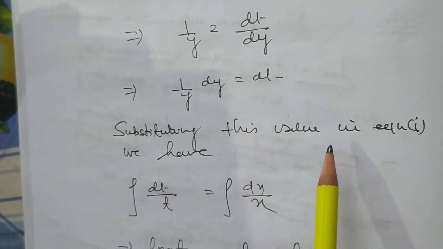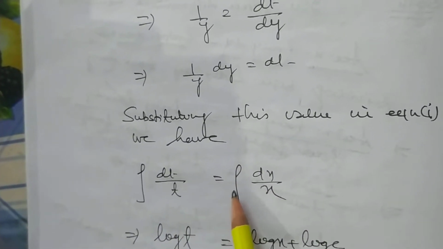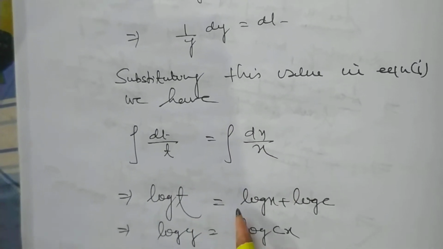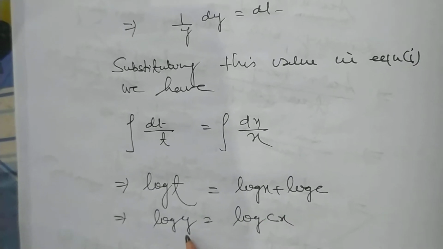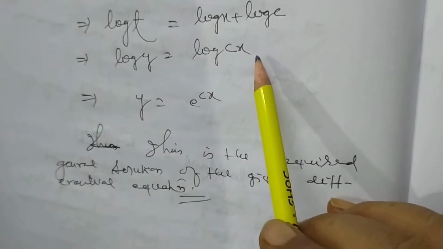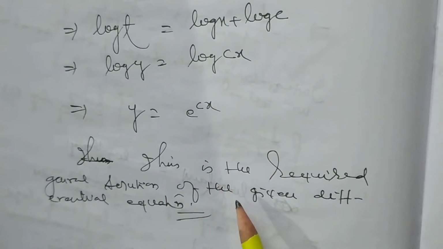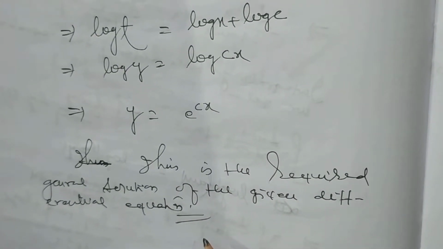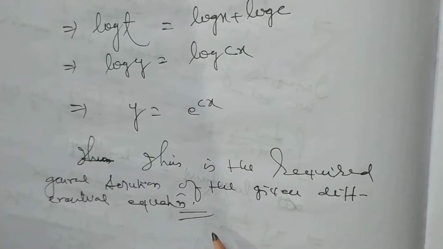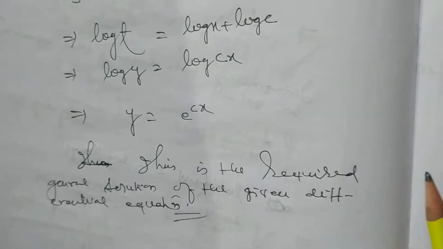Substituting this value in the equation, we have dt by t is equal to dx by x. So log t is equal to log x plus log c. Log y is equal to log c of x. Y is equal to e to the power cx. This is the required general solution of the given differential equation.